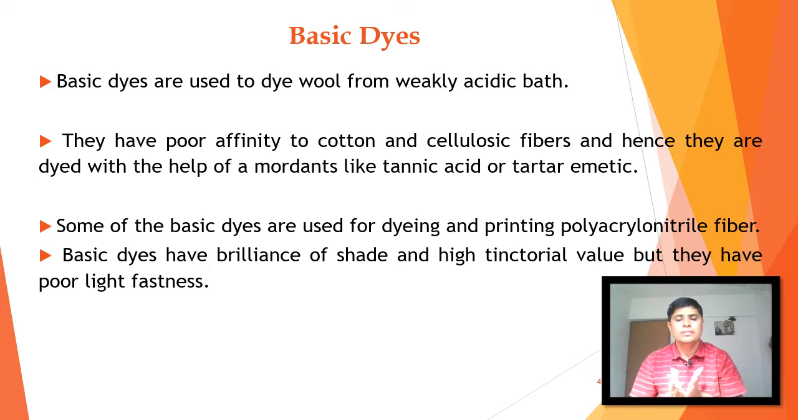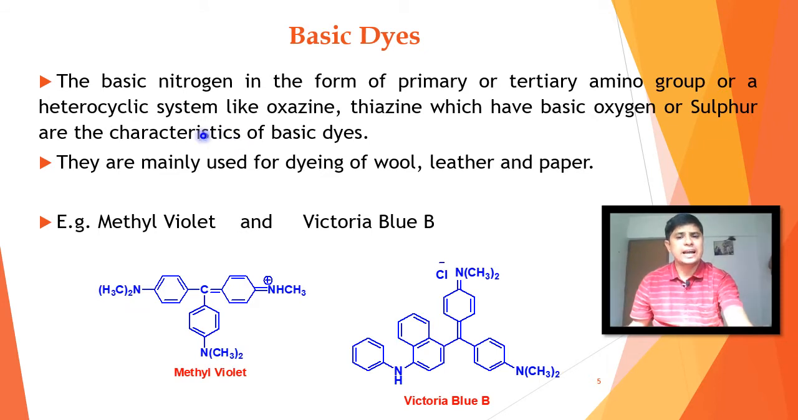Basic dyes have brilliance of shade, that means very good shades of color, and high tinctorial value, but they have poor light fastness, while acid dyes have good light fastness. Basic dyes have a nitrogen atom, which may be in the form of a primary amino group or tertiary amino group, or they may have a heterocyclic system like oxazine or thiazine, and that system may have basic oxygen and sulfur atoms. These are the characteristics of basic dyes.